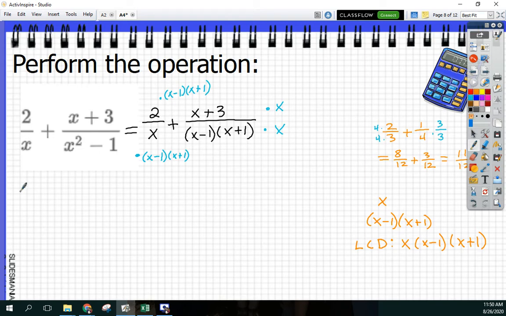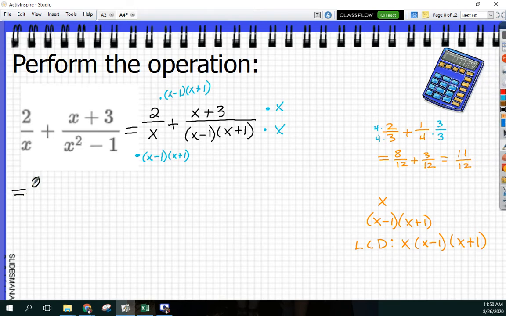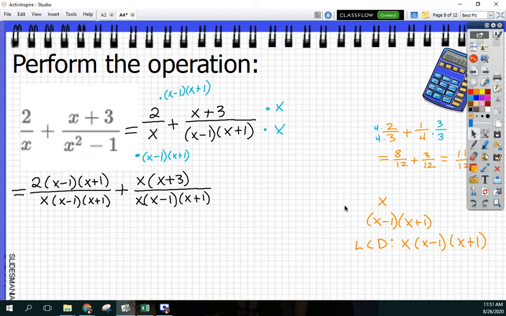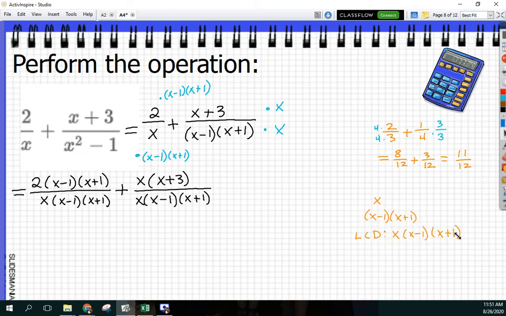So now, if I multiply straight across, on my first numerator, I would have 2 times x minus 1 times x plus 1. In my denominator, I now have x times x minus 1 times x plus 1. Plus, in my numerator of my second one, I have x times x plus 3. And in my second denominator, I have x times x minus 1 times x plus 1. So hopefully we can see that now my two denominators are the same. So just like we had here, once my 12s are the same, we're allowed to just add our numerators together.